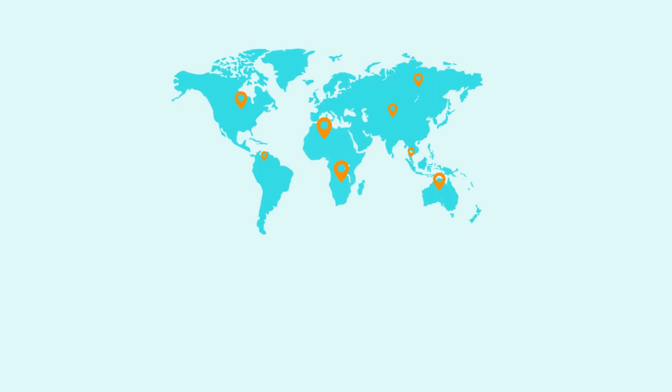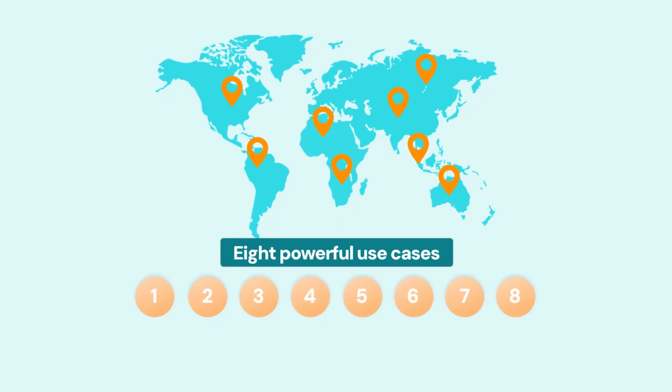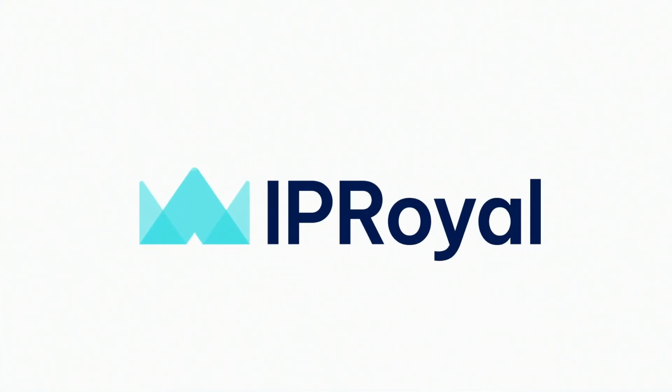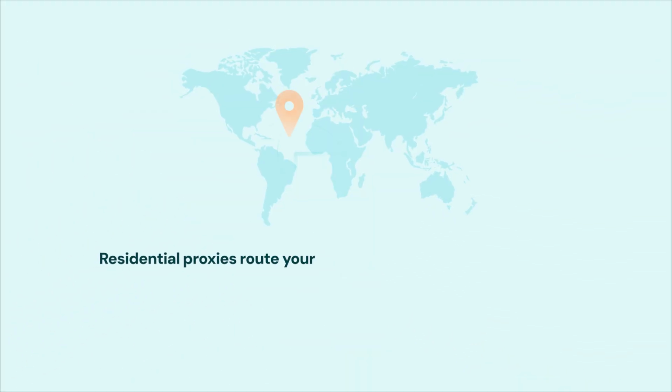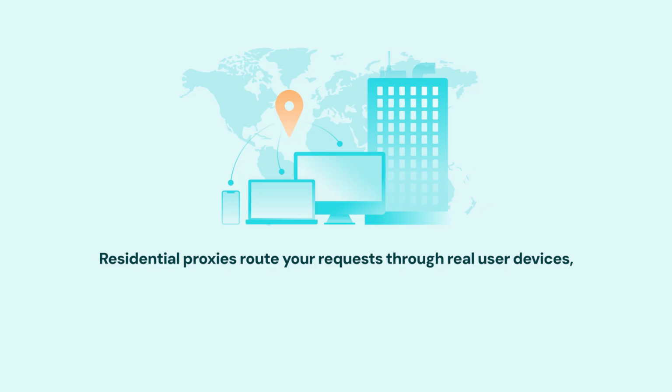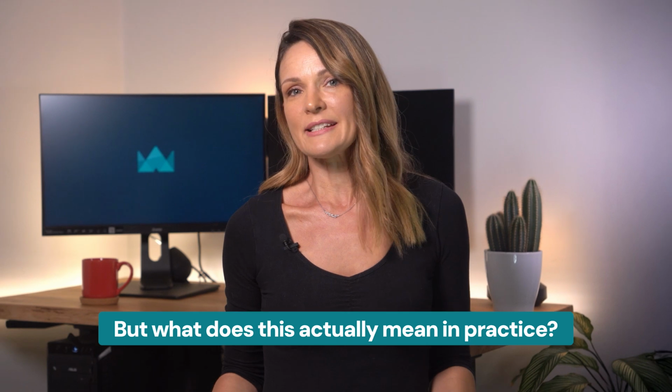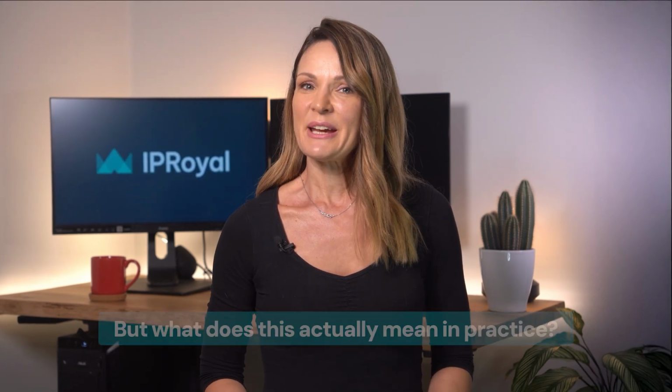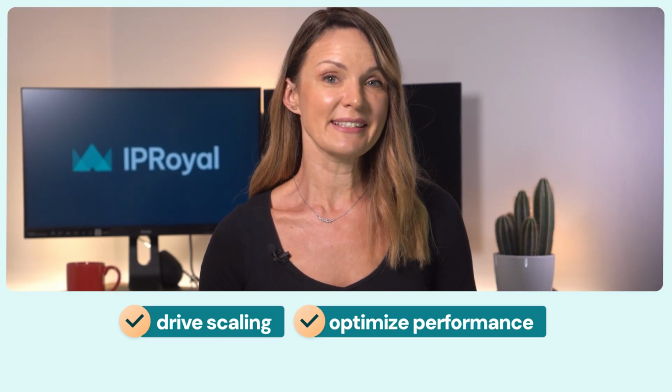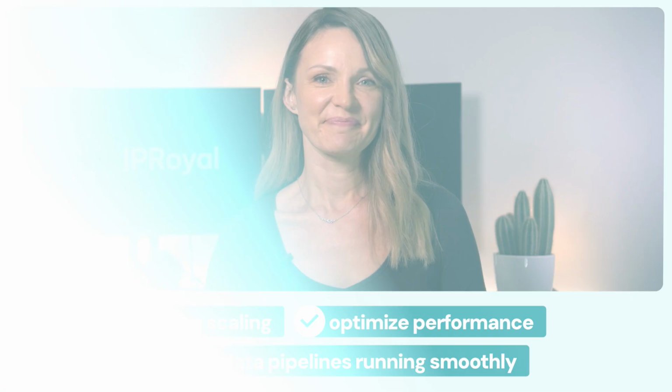The proxy choice you make defines your results. Residential proxies prove their value across 8 powerful use cases, so you can scale with confidence. Residential proxies route your requests through real user devices, making them indistinguishable from organic traffic. This authenticity isn't just useful, it's what makes them essential for scalable enterprise-grade systems. But what does this actually mean in practice? Let's break down 8 ways residential proxies drive scaling, optimize performance, and keep data pipelines running smoothly.